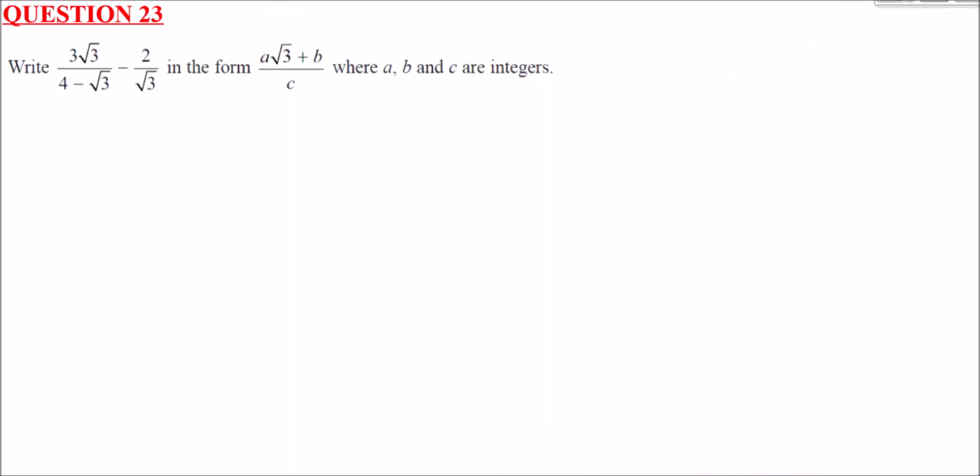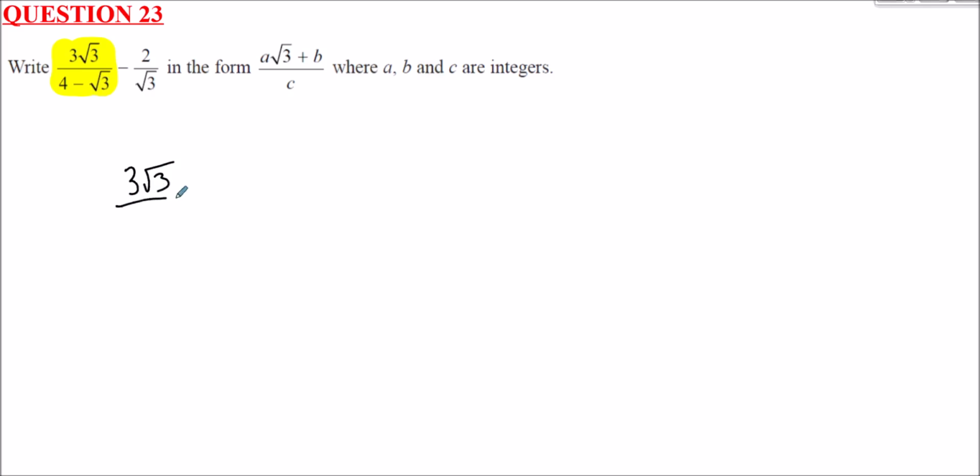Question 23. We need to write this horrible-looking pair of fractions in this form here, where a, b, and c are integers. Integers in this case just means whole numbers that are allowed to be negative. So if I take this piece by piece and focus on this one first, what we need to do is get rid of any roots, because our target is to have it as a whole number. So we need to rationalise the denominator.